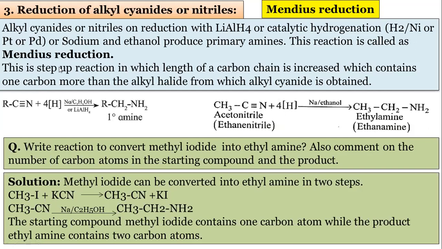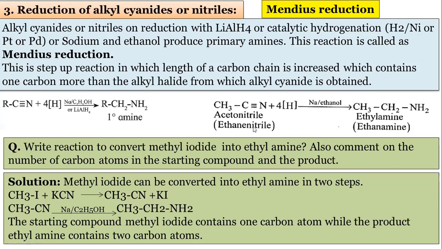Why is this called a step-up reaction? Because the length of the carbon chain is increased, and a step-down reaction means the length of the carbon chain is decreased. I will explain how the length of carbon is increased here. This is a general reaction: first, RCN, any alkyl cyanide, when reduced gives RCH2NH2. See, the chain is increased here, CH2NH2.